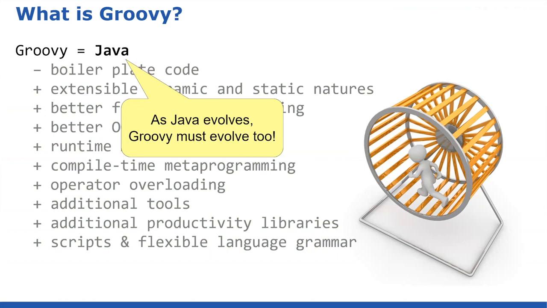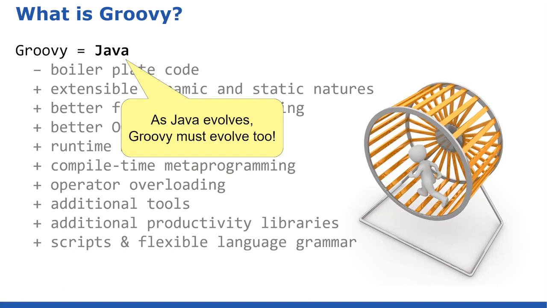But obviously, when we say it's Java minus some stuff and plus some other stuff, Java's evolving all the time. So as a language, every time a new release of Java comes out, we make a call: do we want to support any new syntax that might be there? Can we automatically? And usually we often do.